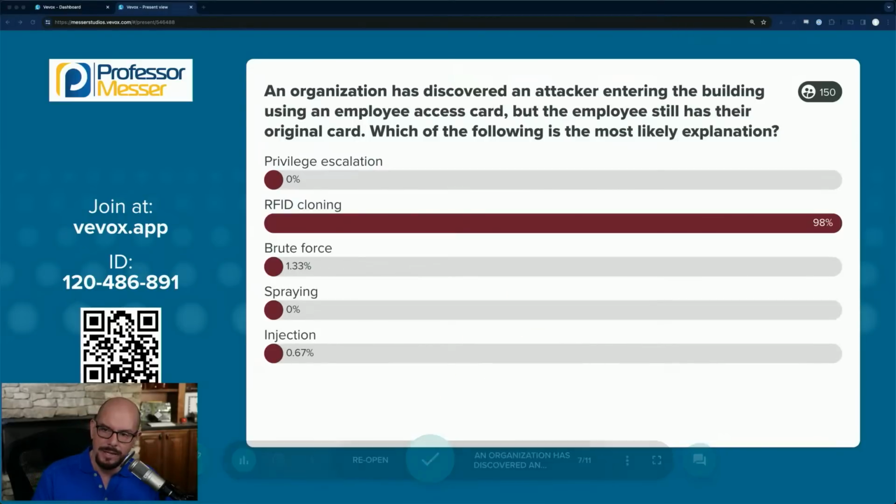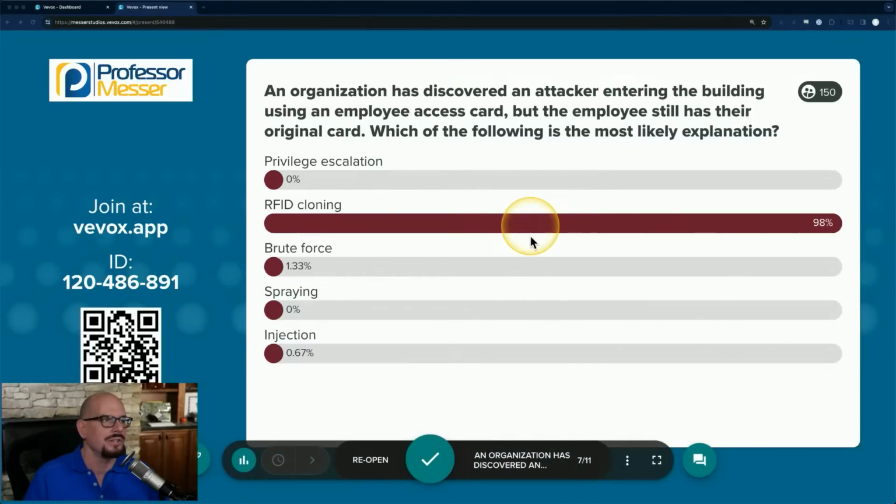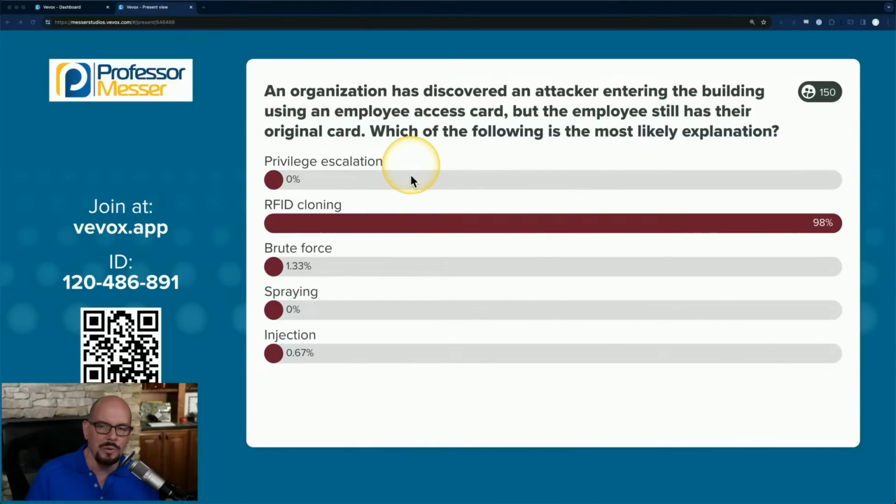And the answer is 98% of you say, oh, that's RFID cloning. We've seen that before. We know what happens with RFID and indeed RFID cloning. That makes sense because RFID is primarily used for these access cards that we use. And if somebody manages to get access and it looks like you walked into the building and you weren't there, it's very likely that they cloned your card to be able to do that. That was a pretty strong bounce back for most of these. We were getting 22%, 40%, 44%. That was a 98%. So you folks were spot on with understanding your RFID technologies.